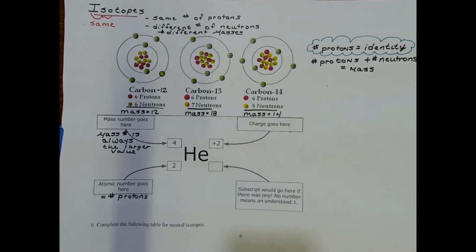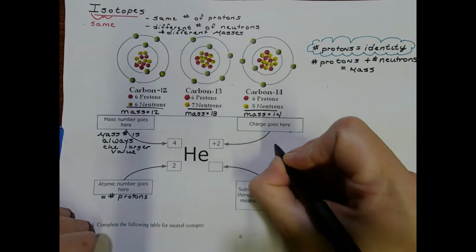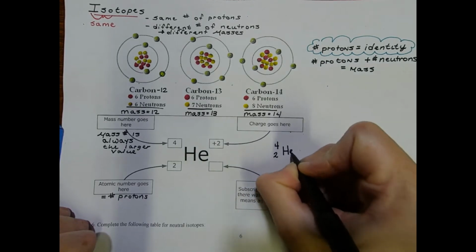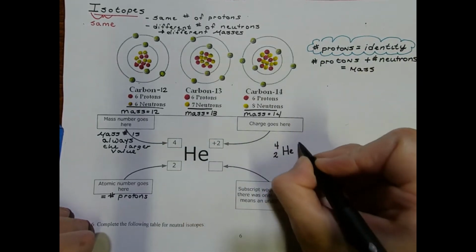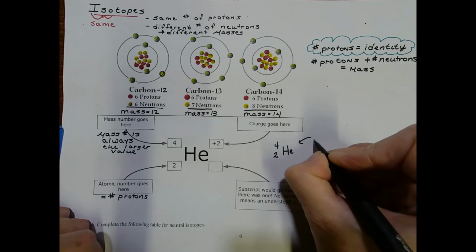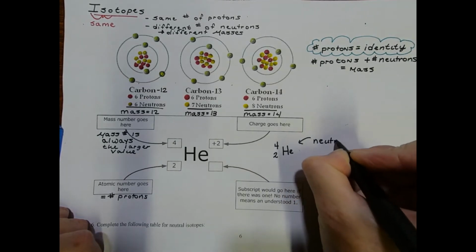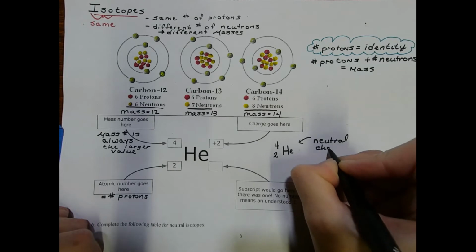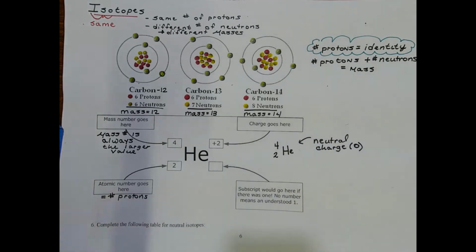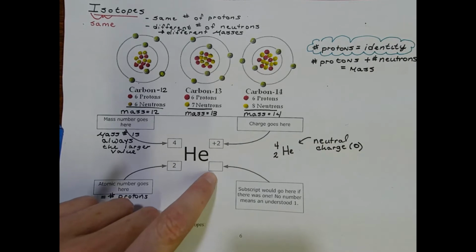Charge. So we've been dealing with a lot of neutral species, and if there's nothing written there, so say you just saw something like this, 4, 2, helium, and there was absolutely nothing written here, that means that the neutral charge is understood. And it's understood to be 0.